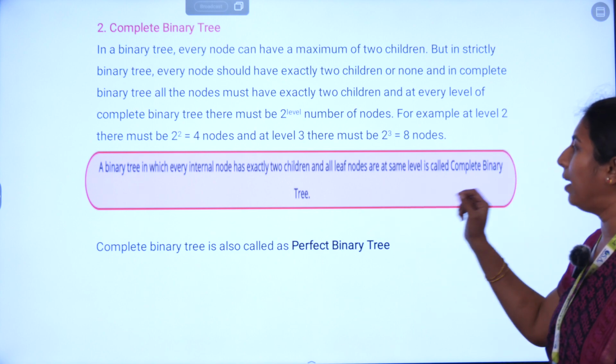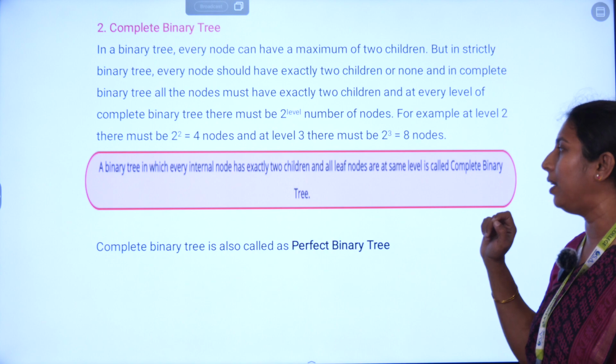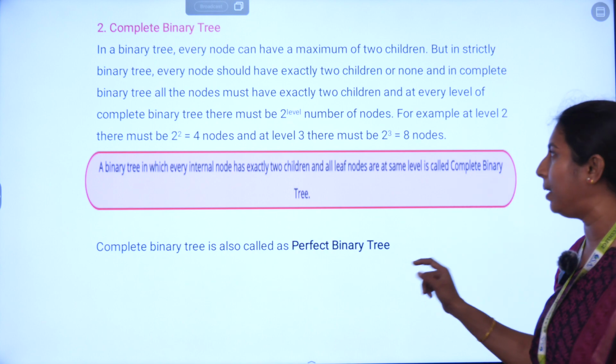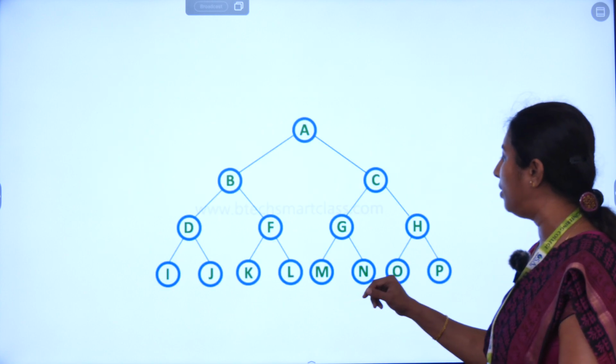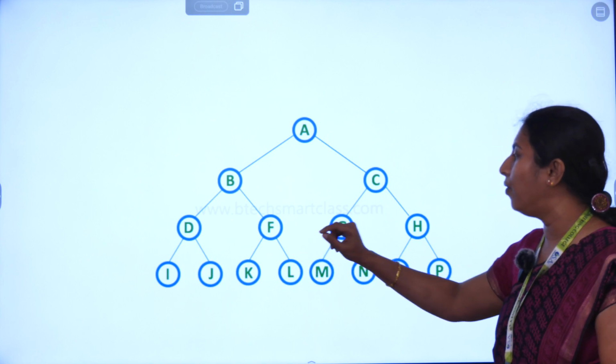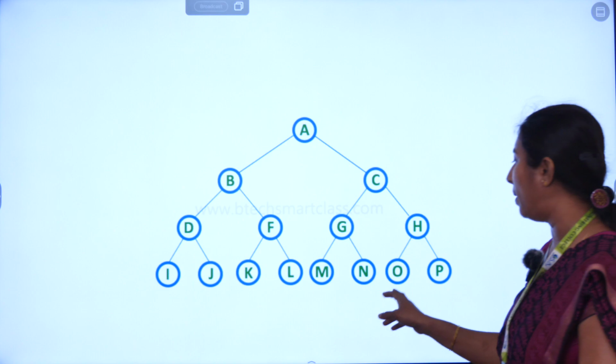Next is your complete binary tree, which can also be called a perfect binary tree. It's nothing but a tree where each node should have exactly 2 children. That is your complete binary tree. An example is given over here. In a complete binary tree, each and every node will have 2 children. That is your complete binary tree or your perfect binary tree.